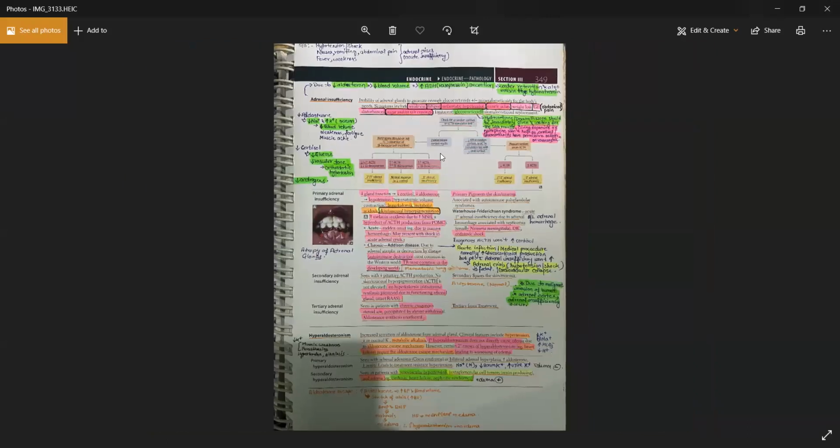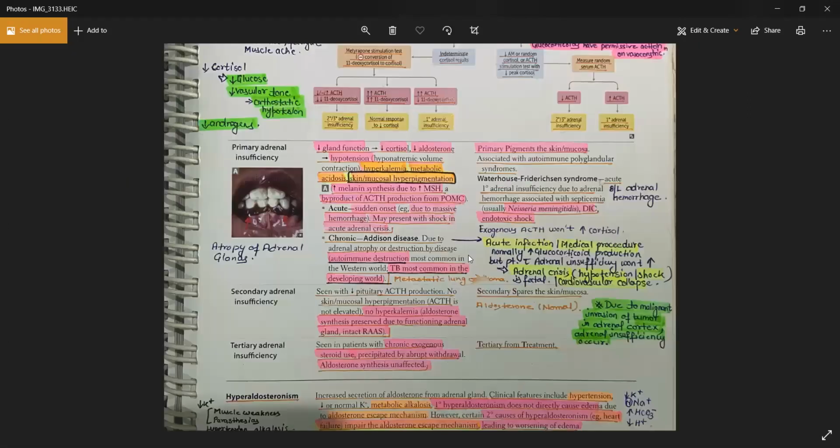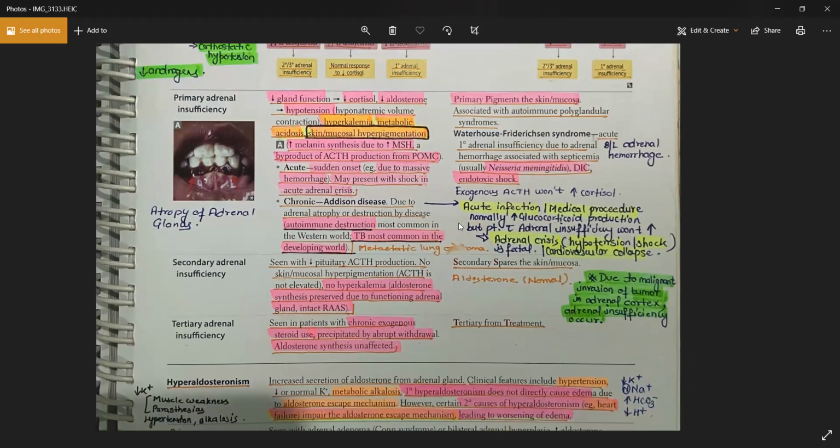Yes. So, any more doubt on this page? Anyone? Yeah, Dr. Chaudhary, can you explain again? You wrote that exogenous ACTH won't increase cholesterol. Can you explain that? Where is it? It is just above the acute infection medical procedure on the right side in the middle. This one. Yeah, just above that, exogenous ACTH won't increase cholesterol.